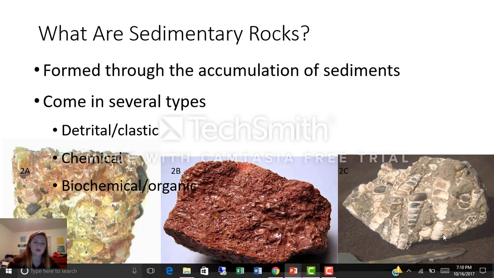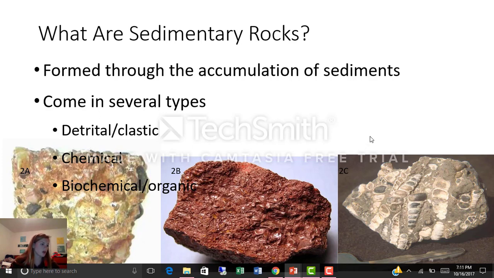Detrital sedimentary rocks are made from the process of mechanical weathering. This means that they have been produced by being transported, consolidated, or deposited. Chemical and biochemical sedimentary rocks are the end products of chemical weathering.